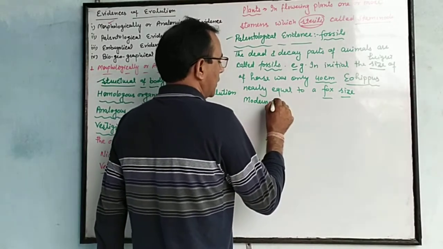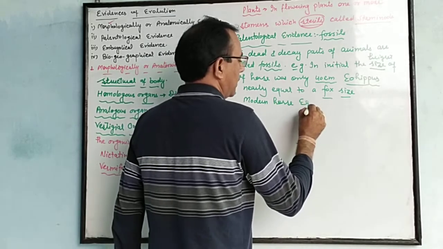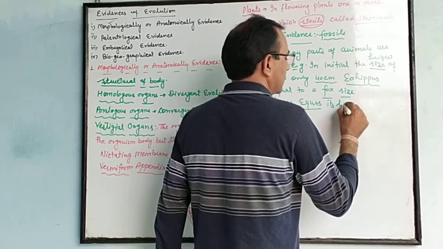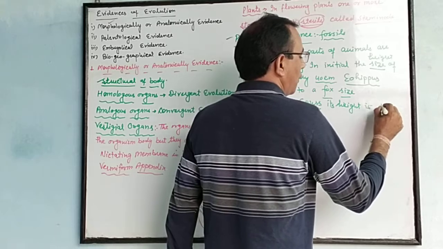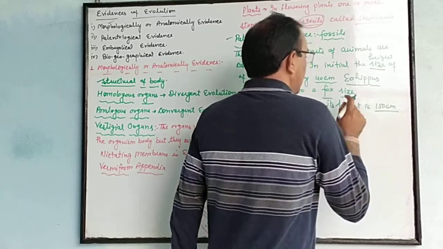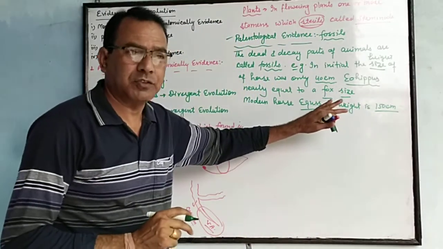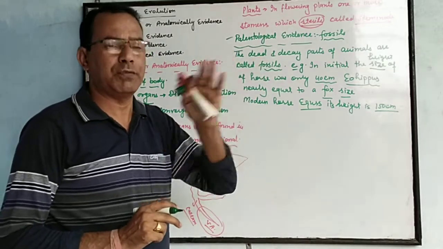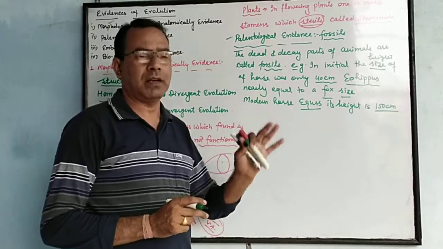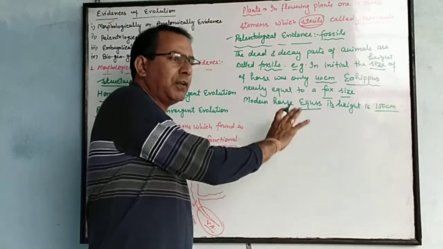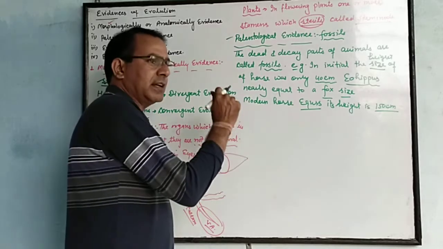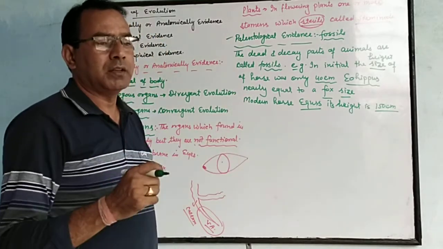Modern horse Equus, its height is 150 centimeter. Note the difference of height. There were finger-like projections, with 4 or 3 fingers, then 2 fingers, and after that one finger. It means there is a difference between modern and old animals. This is the first example. Second example, we can see one organism, Archaeopteryx.